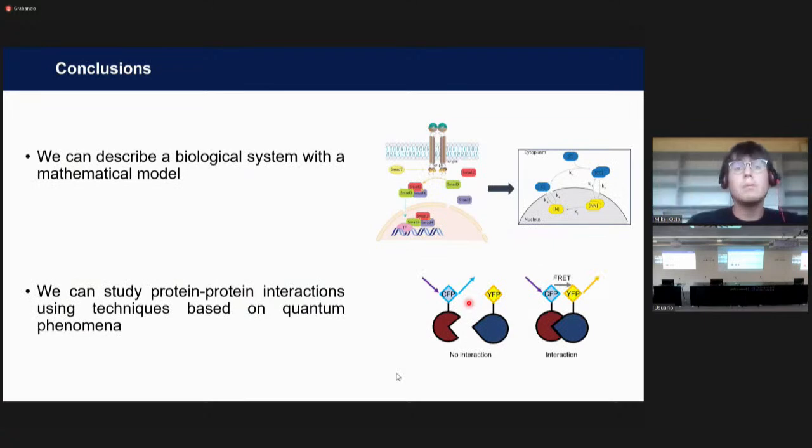So summing up, we've seen how to describe a biological system with a simple mathematical model, and how we can use it to characterize the dynamics of the proteins, so we can check that our fusion proteins are functional. And on the other hand, we've seen a broadly used technique to detect the protein-protein interactions that has a lot of physics behind.